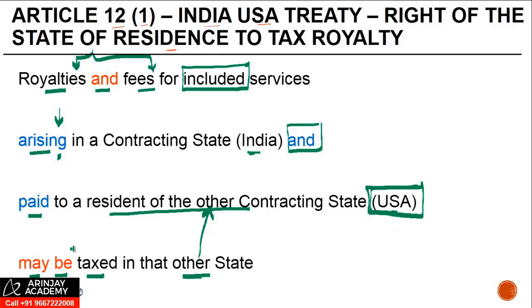Now the use of the words may be indicates that the royalty may be taxable in US, but India may also have a right to tax it. Now that part is specifically not included in Article 12, Paragraph 1 of this treaty, but when we go to Paragraph 2, we'll get that answer over there.